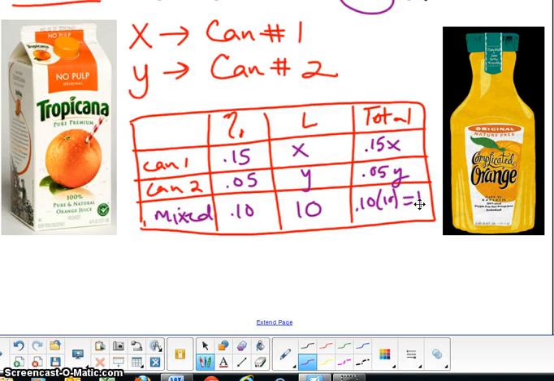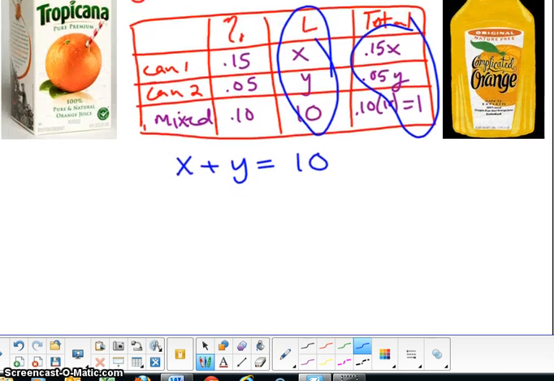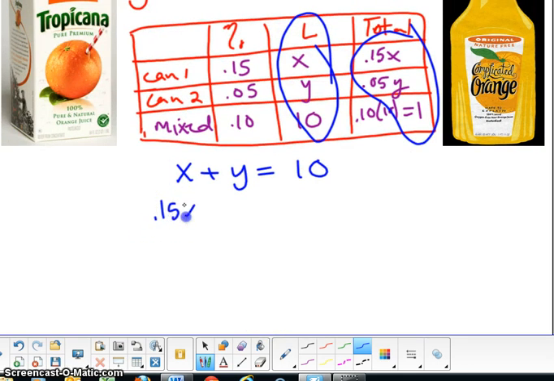Okay, now look at the setup. Look where we have our 2 systems showing up. Here under liters and here under total will give us our 2 equations, and we can solve for X and Y. So first of all, the liters: X plus Y equals 10. So we're trying to get as many liters from each as possible to get our 10% orange juice. Then for the second part, we have 0.15x plus 0.05y equals 1. Okay, so now we can solve by elimination or substitution for the next step. Go ahead and push pause and try it.